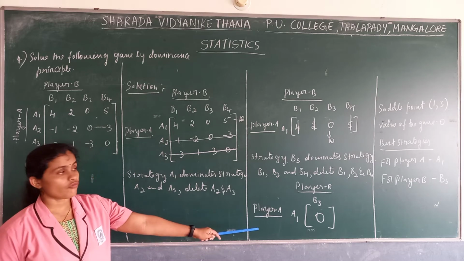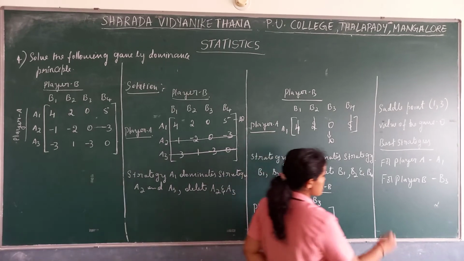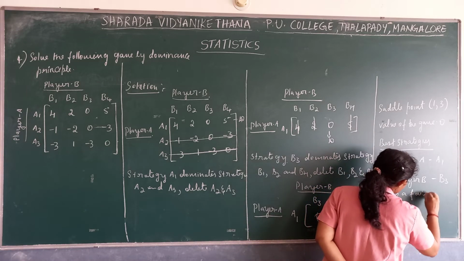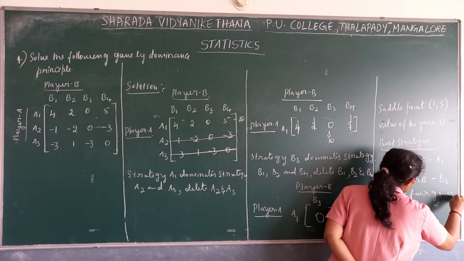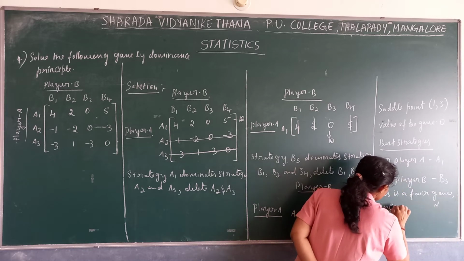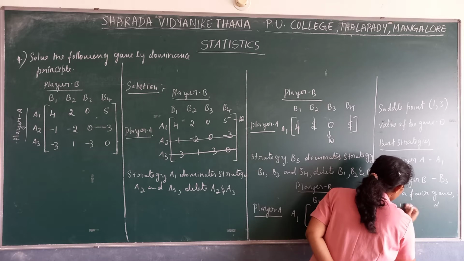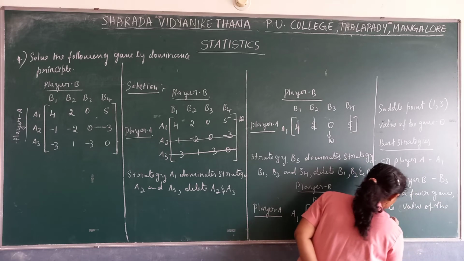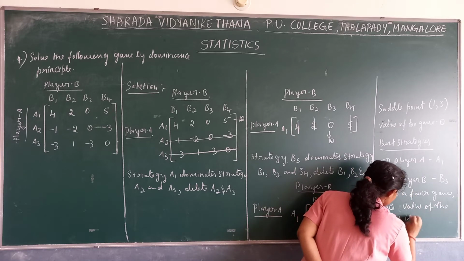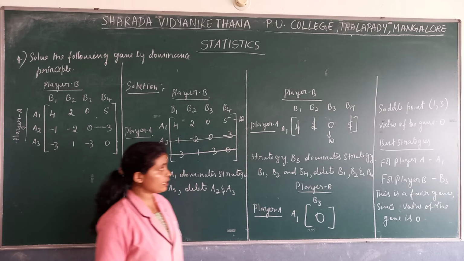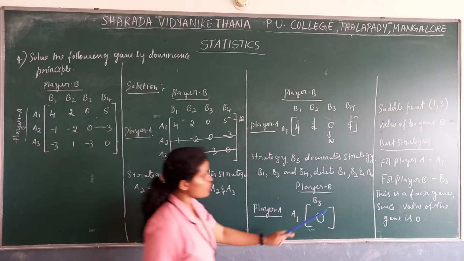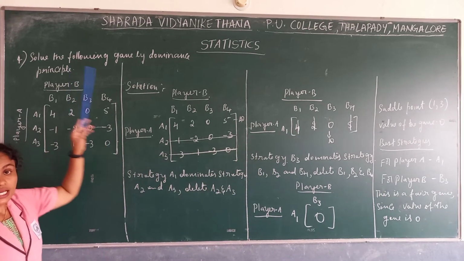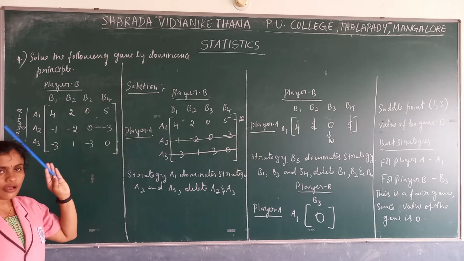Since the value of the game is 0, this is a fair game. Usually, in this kind of problem, the question will be: is the game fair? So this is a fair game.